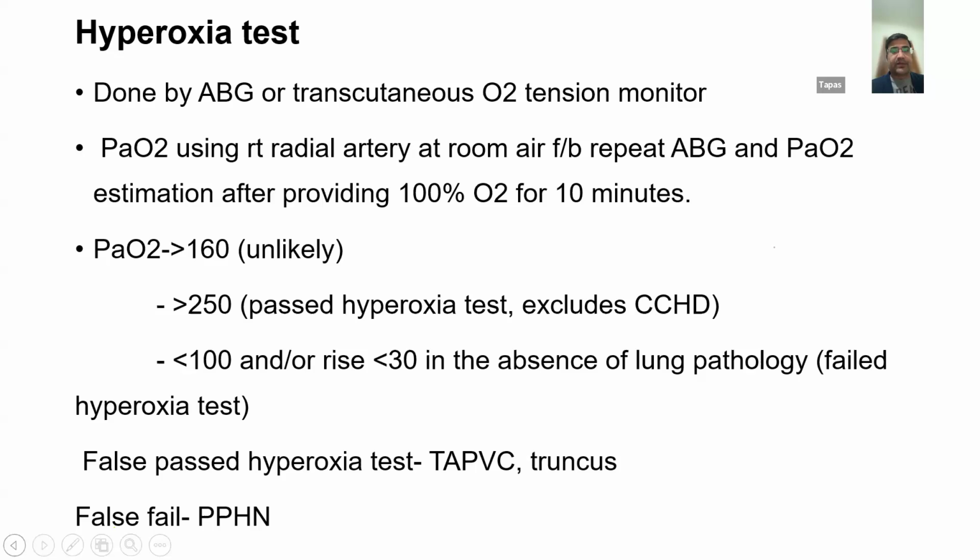However, remember that sometimes you can find a false pass in the hyperoxia test in babies with complete intracardiac mixing lesions, like babies with truncus arteriosus or hypoplasia with complete mixing, or in babies with TAPVC. Or sometimes you can have a false fail in the hyperoxia test, like in babies with severe PPHN, in which even providing 100% oxygen will not increase the PO2 to a sufficient value to rule out CCHD. So these are the caveats of the hyperoxia test.